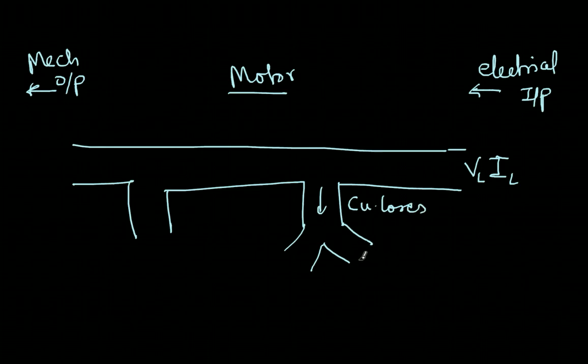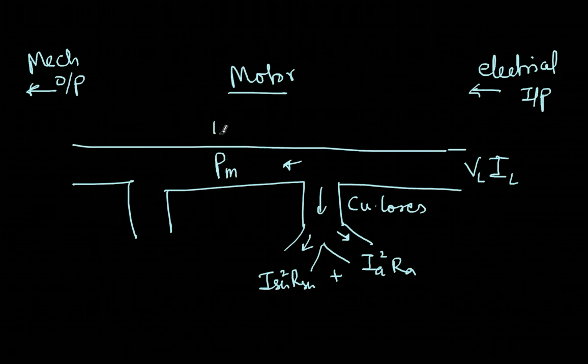So one part of the copper loss is Ia square Ra. This is the armature copper loss. Another part of the copper loss is ISH square RSH or IF square RF, whatever is the notation. These two in addition will give me the total copper loss. What is this one? This is actually nothing but the mechanical power developed, PM. So this is internal to the machine. This will be nothing but back EMF multiplied by the armature current. This also we had discussed earlier.